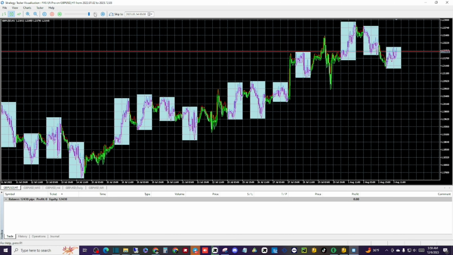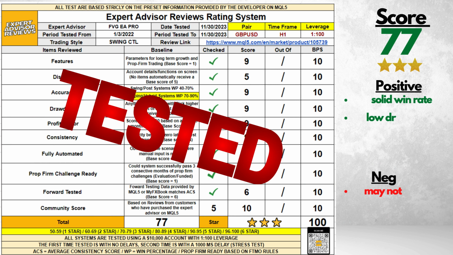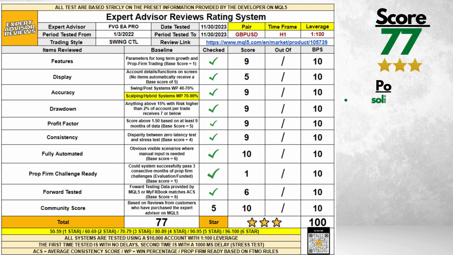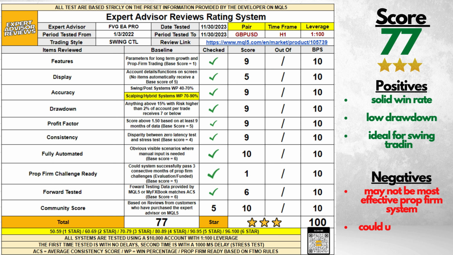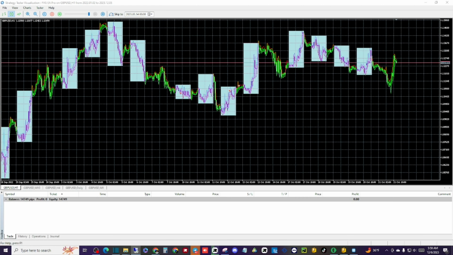With that being said, the FVG Pro performed very well in our review, scoring a 77 because of its solid win rate, low drawdown, and being ideal for swing traders with adjustable settings. With the only negatives being that it may not be the most effective prop firm trader from a short-term perspective, and possibly being able to add a proper display to allow you to get more information.